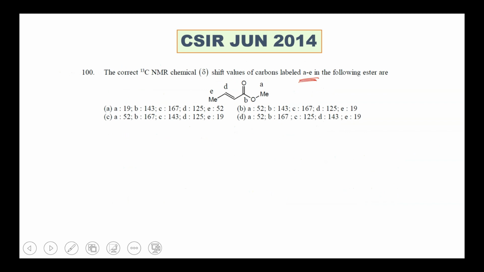A to E. So A carbon is attached to oxygen, so it should be around 60. So A should be around 60. So A19 is wrong. So option A is out. Next, the B is C double bond O. The ester carbon should be around 160. So here 143 is wrong. So option B is gone.